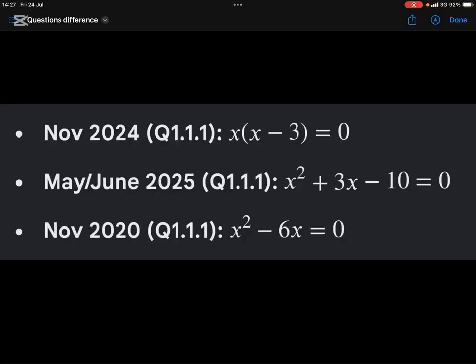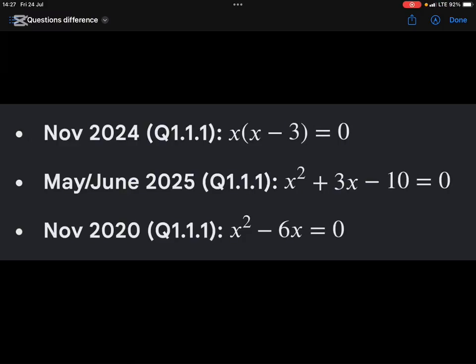If you have it downloaded already on your phone or your computer, if you have access to the PDF, you will notice that the previous two videos were about May/June 2025 and November 2020. So the very first question, you can see the pattern now. The core similarity here is they are all quadratic equations. They are all quadratic equations.